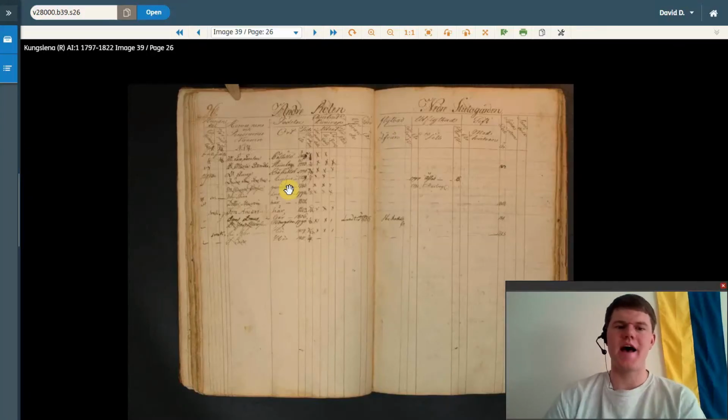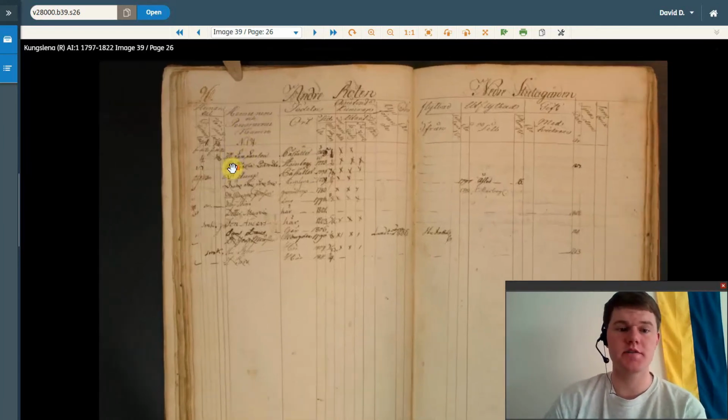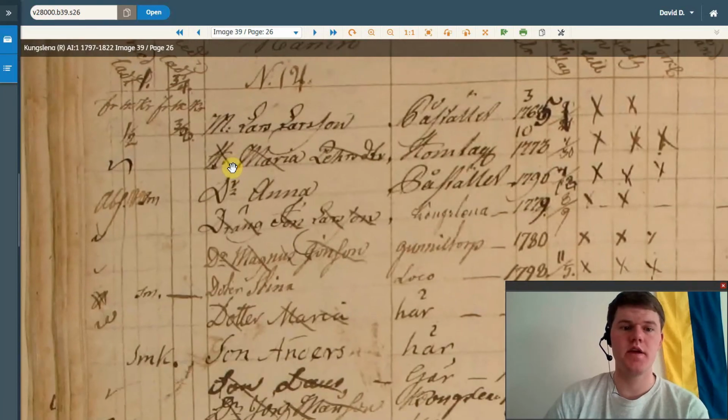There are different titles and terms next to the different people who are in the household examinations. So we're just going to go over a few of the common ones. So we have got an H right here, and that means hustru, which means wife. So here is the head of the household, and here's his wife. And then this DR is daughter. It's their daughter Anna.